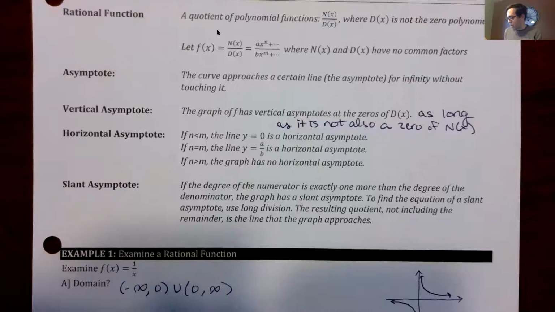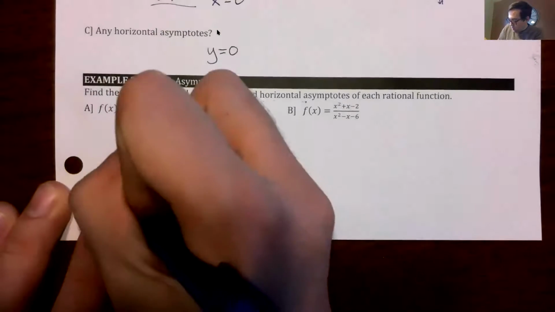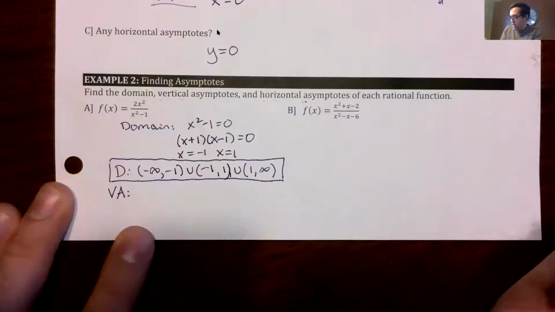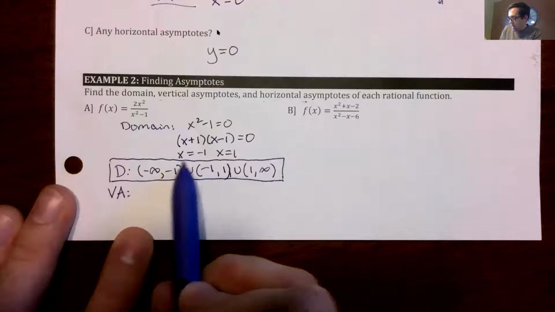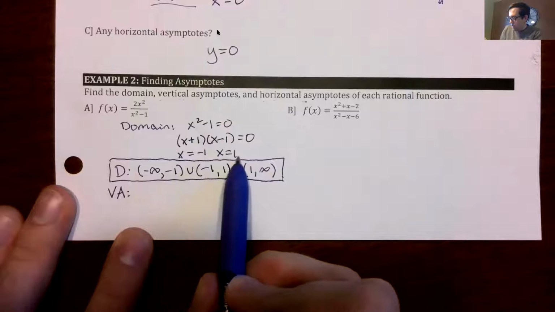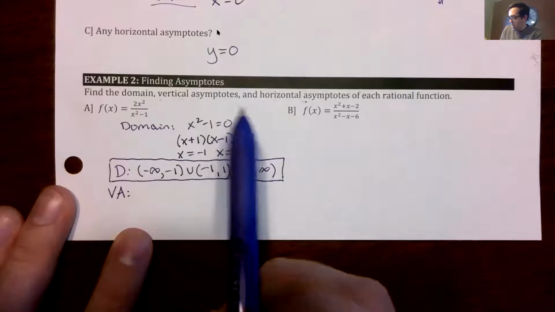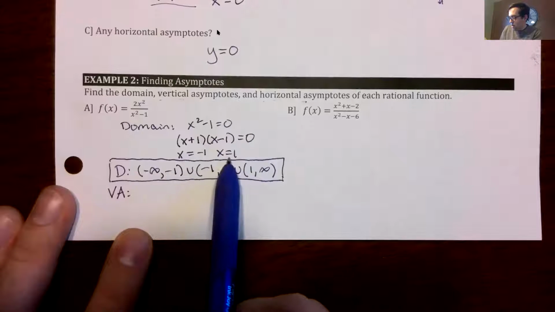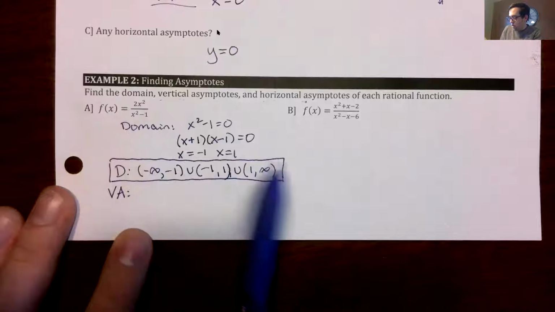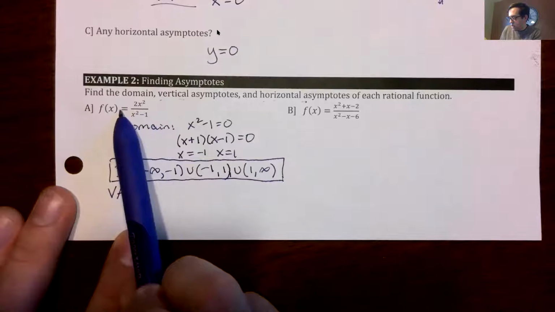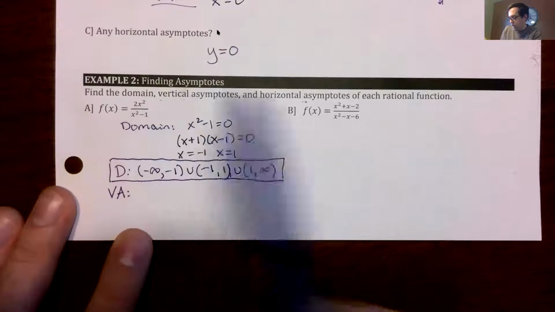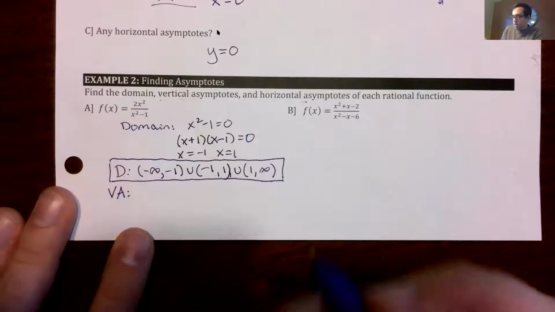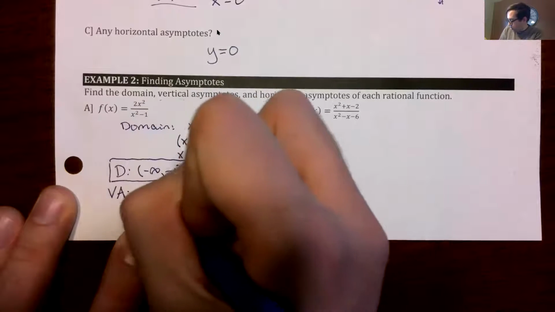So let's start with the vertical asymptotes. I'm going to write VA to represent that. The vertical asymptotes are when the denominator equals 0, and we found that we had an x value of -1 and an x value of +1. So now we want to check, do either of those numbers make the numerator also 0? If we plug in -1 into the numerator, we will get 2. If we plug +1 into the numerator, we'll get 2. So none of them equal 0, so we're good. So both of these are vertical asymptotes.